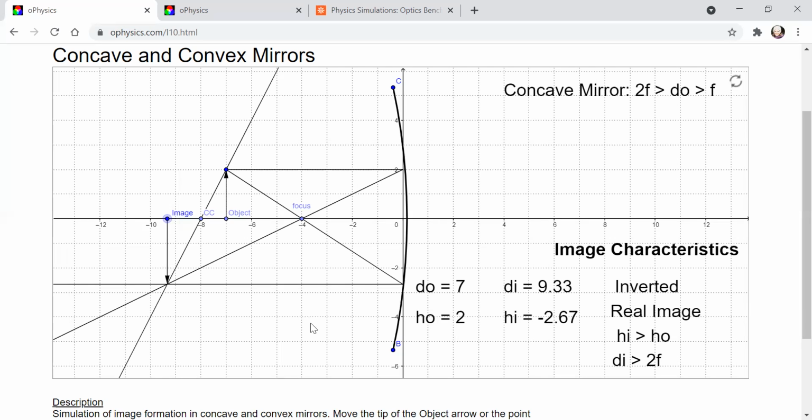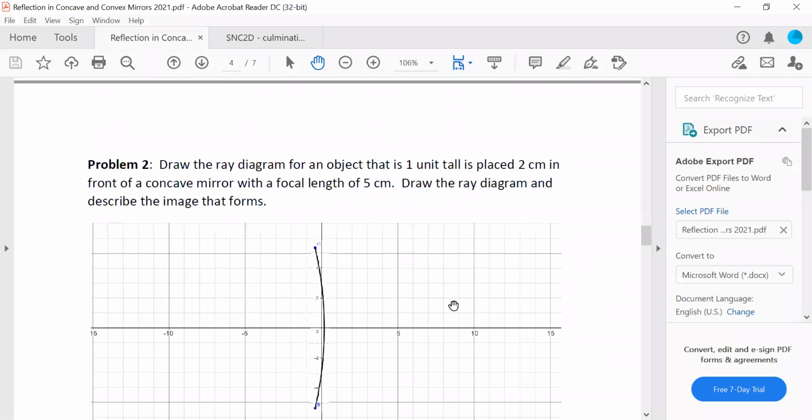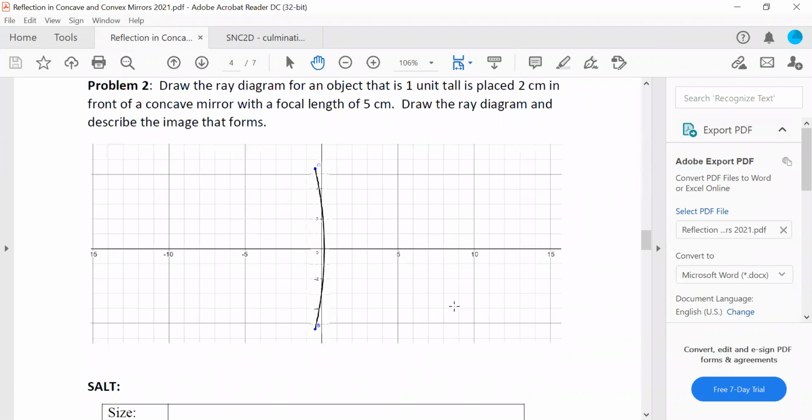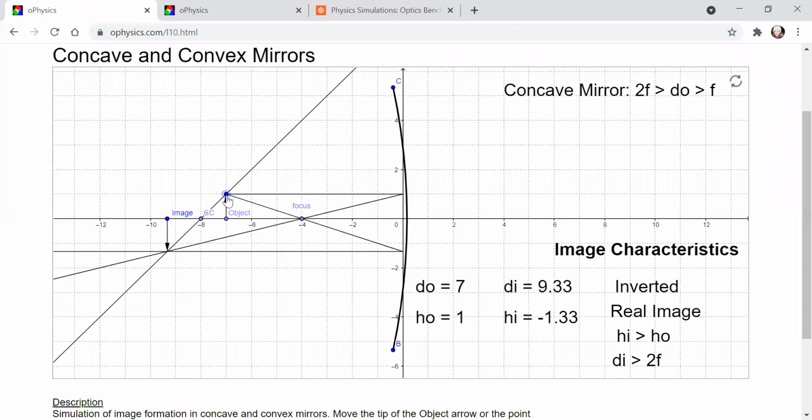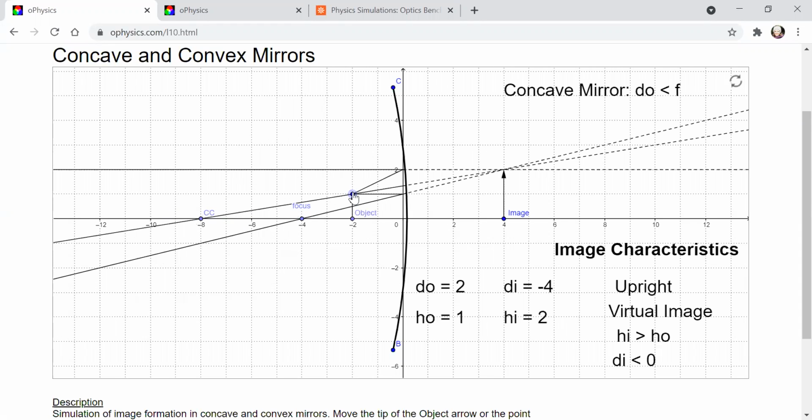Okay. So I'm just going to show you guys how you'll do number 2, but then I do want to give you guys some time to work on this. And I do actually need to show you how to switch it to a convex mirror. So if you're going to do number 2, it says draw the ray diagram when the object is 1 unit tall, placed at 2. So I would drag my object. I want it 1 unit tall. And I'm going to put it at number 2 right here.